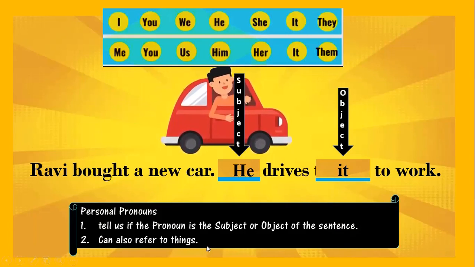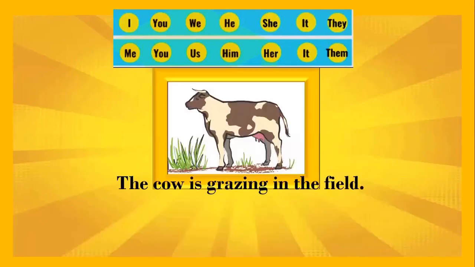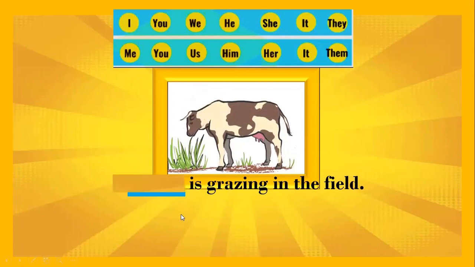It can also refer to things. Now children, are you ready for the next sentence? The cow is grazing in the field. In this sentence, the subject is the cow, and it is a singular noun. So what should we replace it with? The cow should be replaced with the pronoun it. We learned that to refer to animals and inanimate objects, the personal pronoun it is used.